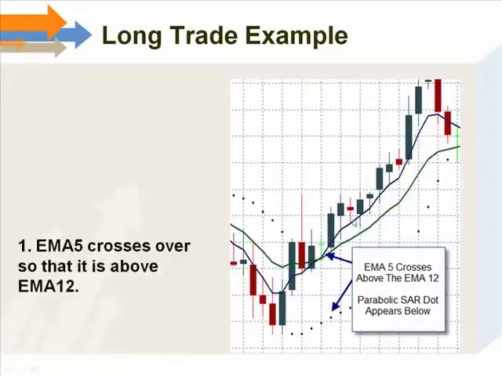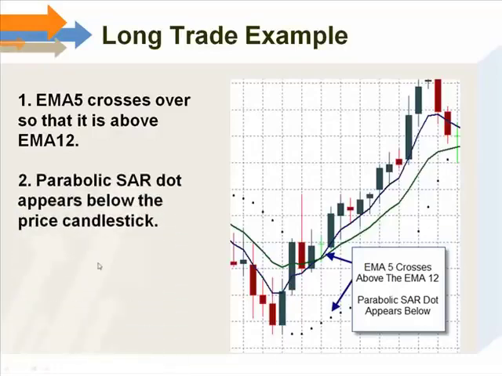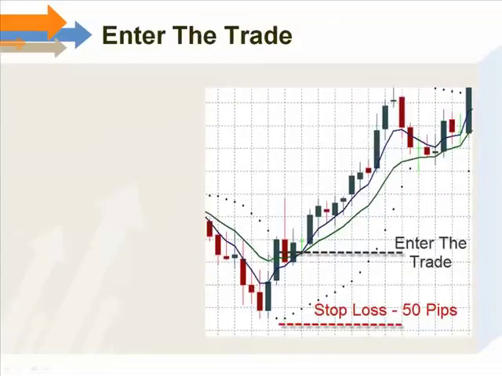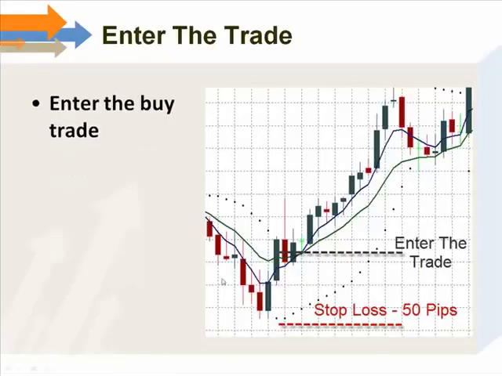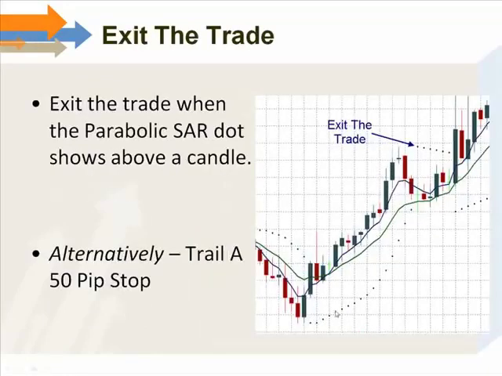Looking at this chart here, we first need to see that the EMA 5 crosses above the EMA 12, which it has done here. And at that point, we need the parabolic SAR dot to appear below that candle where the crossover occurred. Again, that's happened in this case, so we're ready to enter the trade. We enter the trade at the point where this occurs, and we set a stop loss 50 pips back. So we enter our buy trade, our stop loss is 50 pips behind, and then we're ready to manage the trade as we're in it.